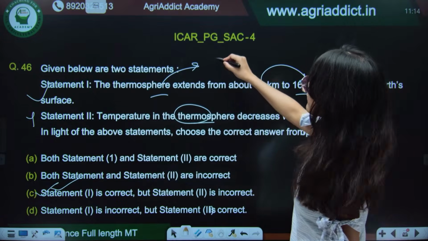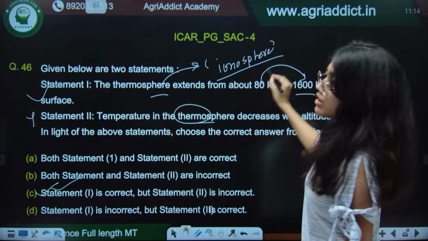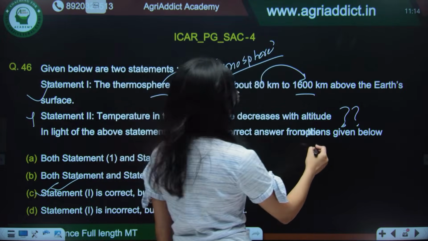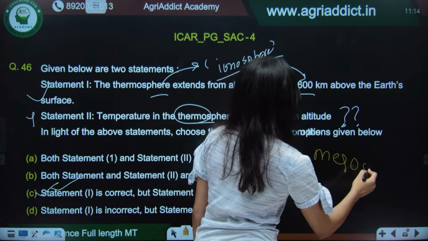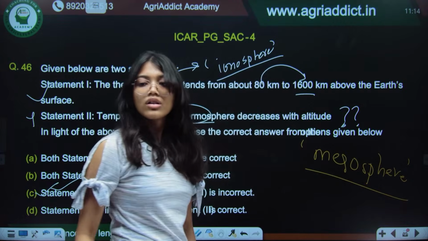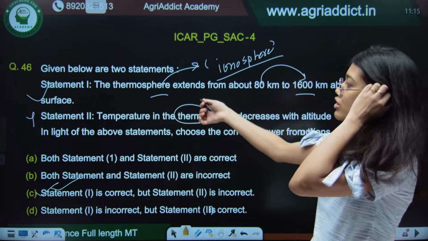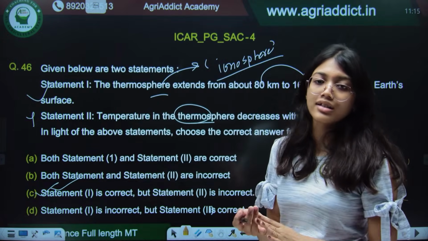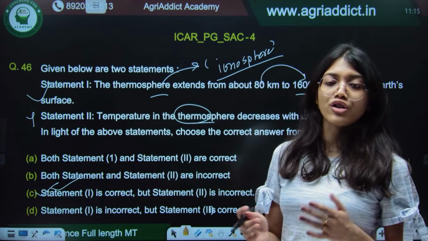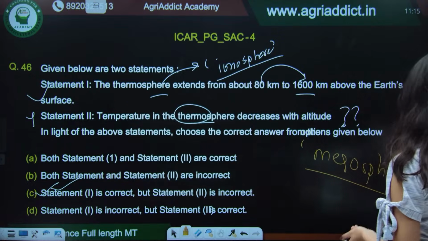So what is the other name of thermosphere? It is also called ionosphere. And which sphere has the least temperature? It is mesosphere. Mesosphere is the coldest zone. You can also remember that in thermosphere the International Space Station is present. The northern lights that you see, aurora borealis and aurora australis, all come from thermosphere due to ionizing radiations that are present over there.